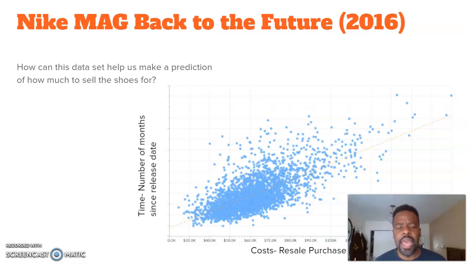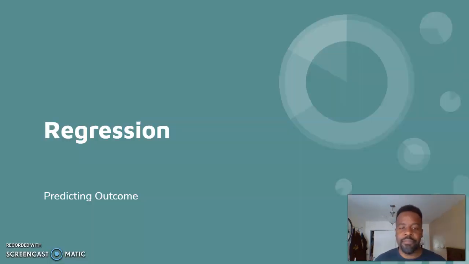And the question I want us to answer is how can this data help us make a prediction of how much to sell the shoes for? If I were to send you a pair of shoes to your house right now, how much would you sell them for? Would you keep them? Would you hold on to them? Or will they just continue to go down in price?